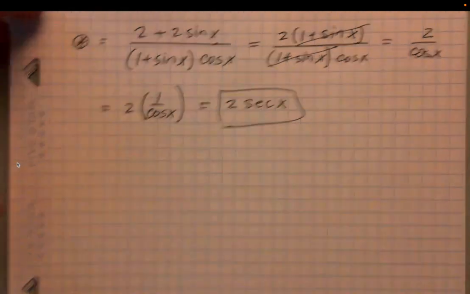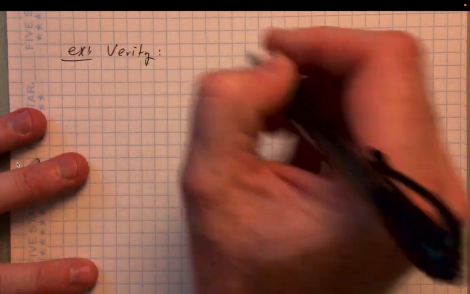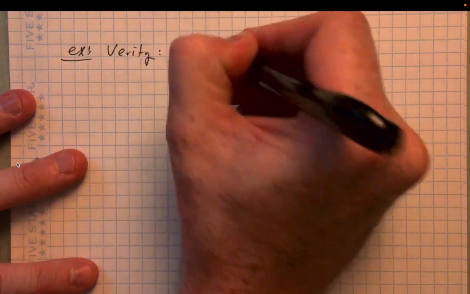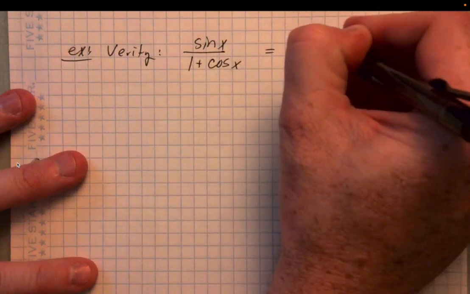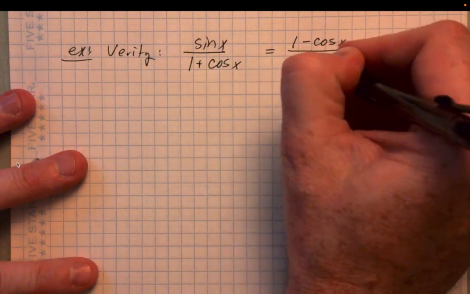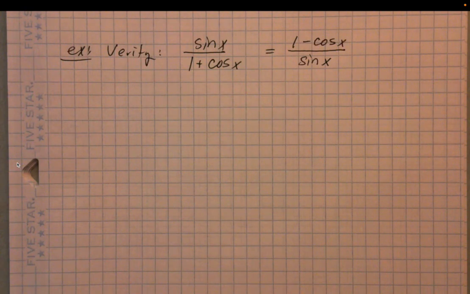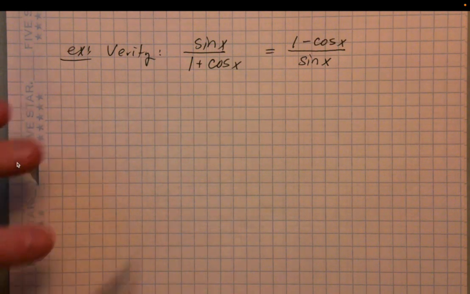Okay. Another example. Let's go ahead and verify that sine of x over 1 plus cosine of x is going to be equal to 1 minus the cosine of x over the sine of x. Okay. Now, in this example, we're going to use a very subtle technique, something that is a little bit hard to think of on the fly. What we're going to do is introduce a new factor into the expression.